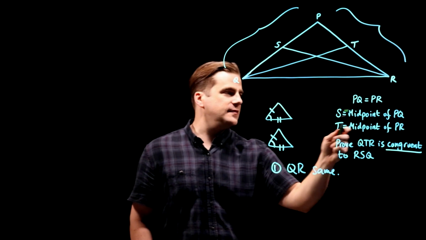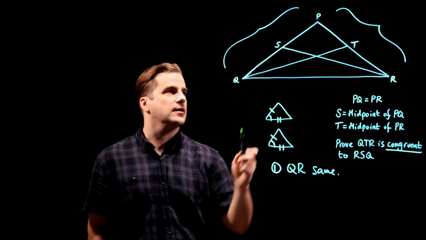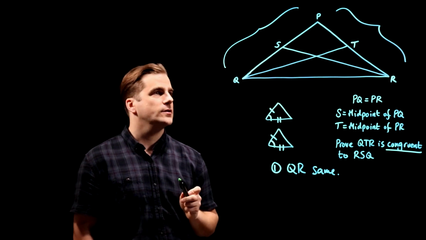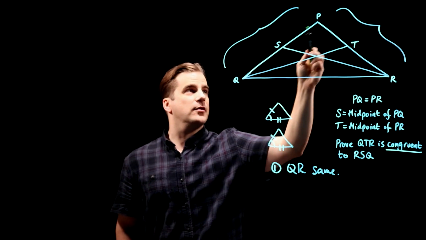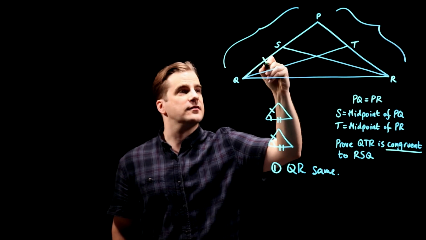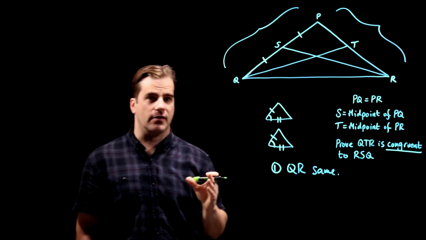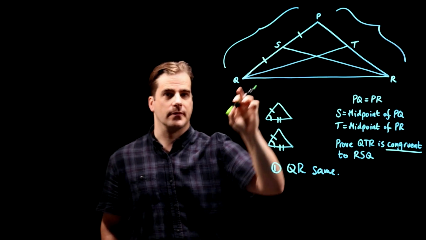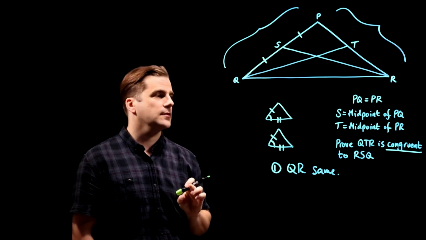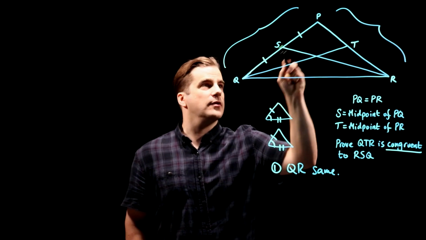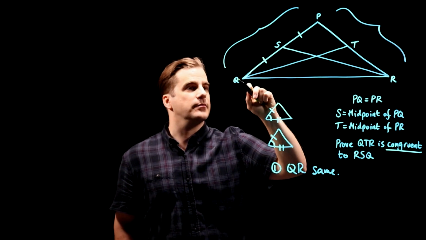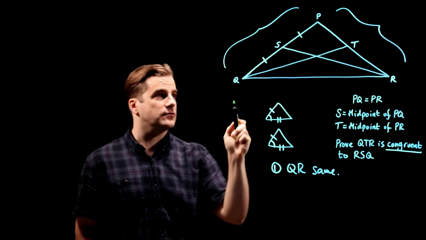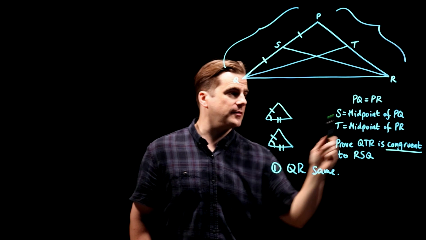Okay, S is the midpoint of PQ. Well, if that's the midpoint of this line, then these two are the same length. So we can draw that straight away. Those two lines mean that QS and SP are the same length. And we can deduce that from S being the midpoint of PQ.